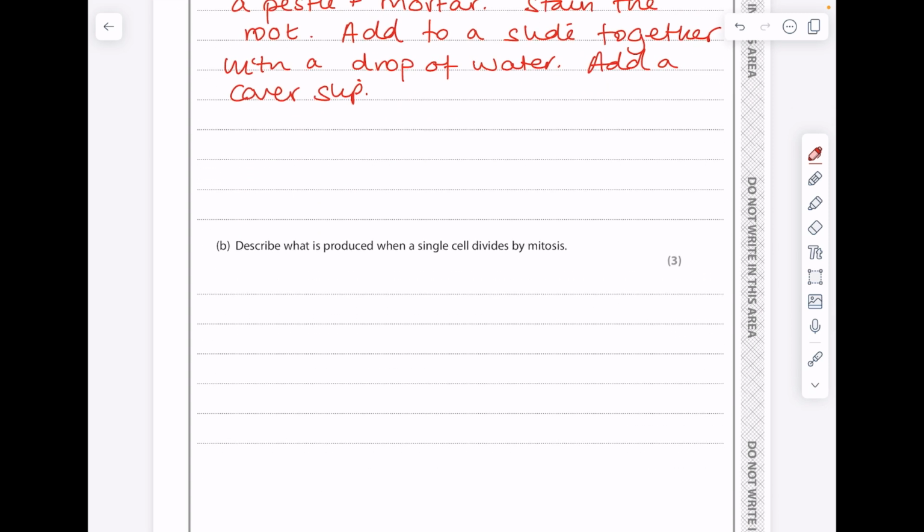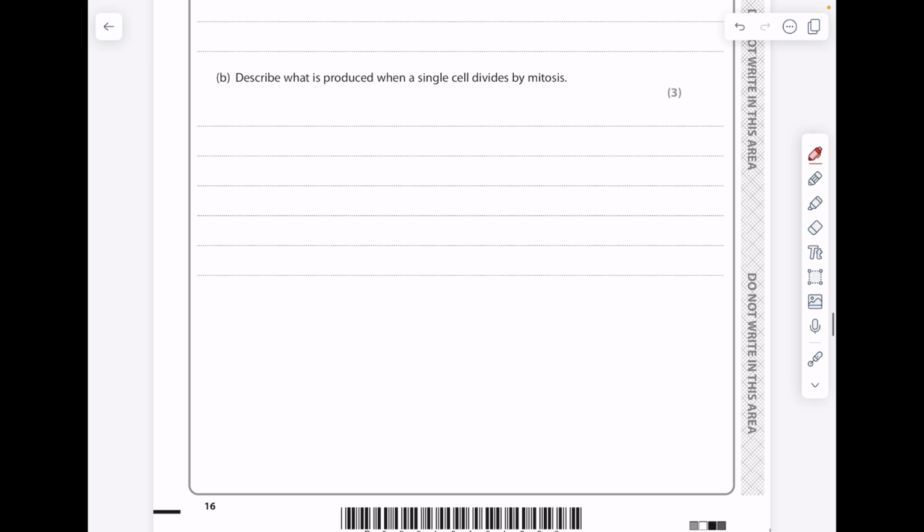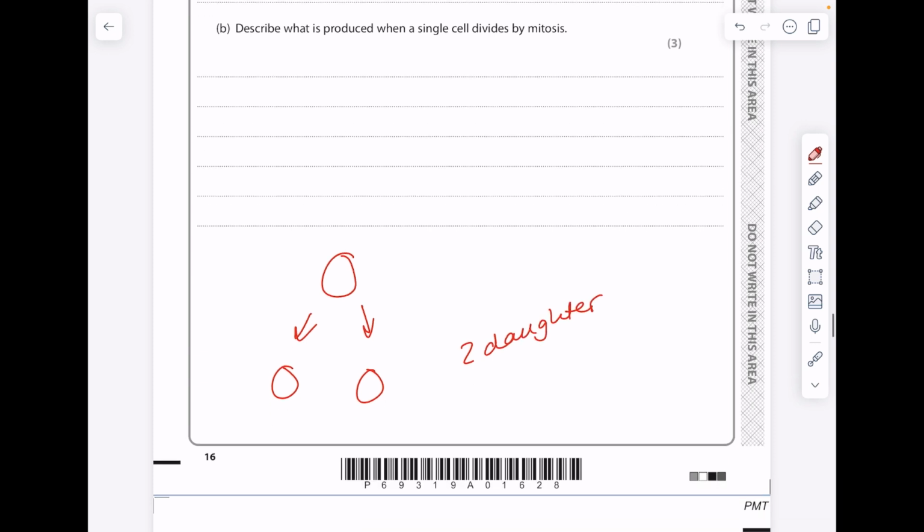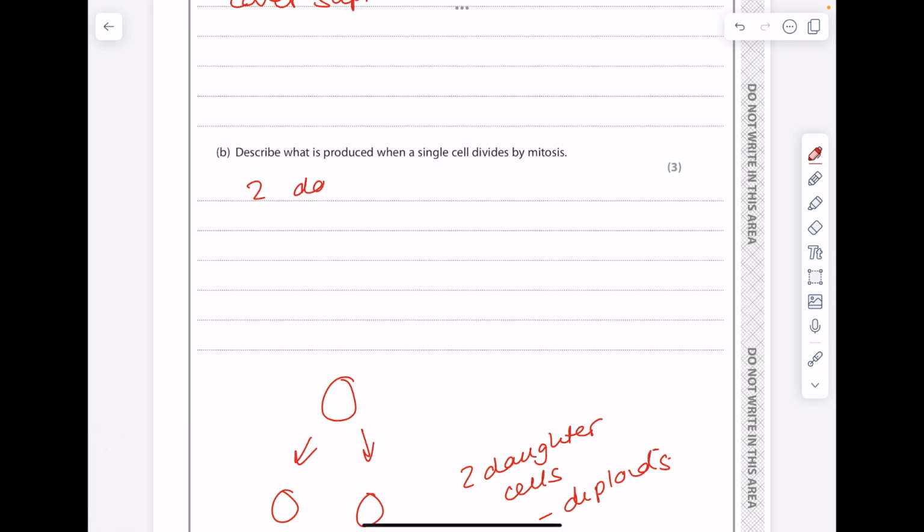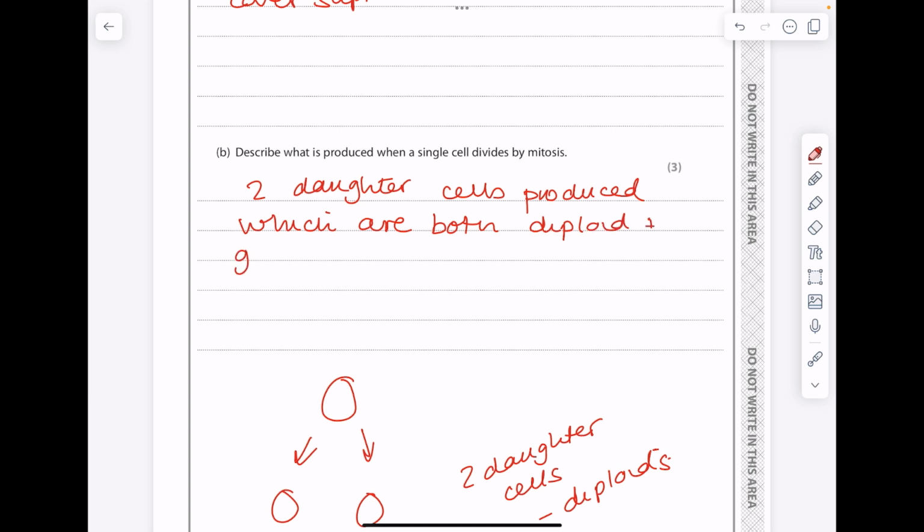Describe what is produced when a single cell divides by mitosis. So here's your single cell. It divides by mitosis to form two daughter cells, each with a diploid number of chromosomes, which means that it contains two sets of chromosomes, and they're genetically identical. So two daughter cells produced, which are both diploid and genetically identical. And that's how we get our 3 marks.